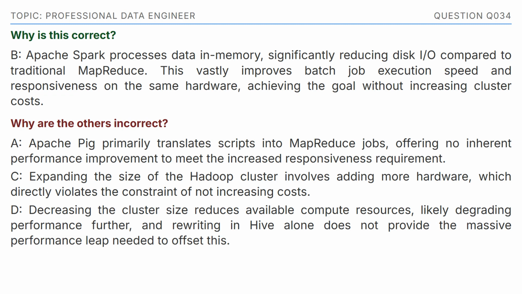Why are the others incorrect? A, Apache Pig primarily translates scripts into MapReduce jobs, offering no inherent performance improvement to meet the increased responsiveness requirement. C, expanding the size of the Hadoop cluster involves adding more hardware, which directly violates the constraint of not increasing costs. D, decreasing the cluster size reduces available compute resources, likely degrading performance further, and rewriting in Hive alone does not provide the massive performance leap needed to offset this.